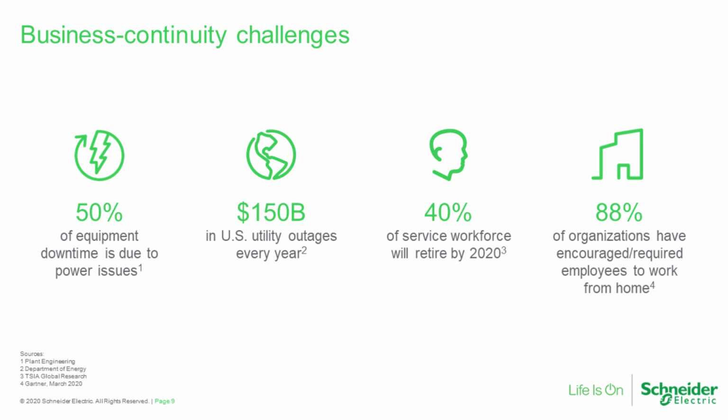The second pillar we want to take a look at, and the second key point, is related to the business continuity challenges. Across business continuity, $150 billion in outages are seen every year. The continuity has to be there. It's typically missing or it's not aligned the way it should. 50% of the equipment downtime, I mentioned, how power issues can be affecting the whole environment. And 40% of the service workforce, we know that they will retire by the end of this year. Those numbers are expected to go up rapidly.